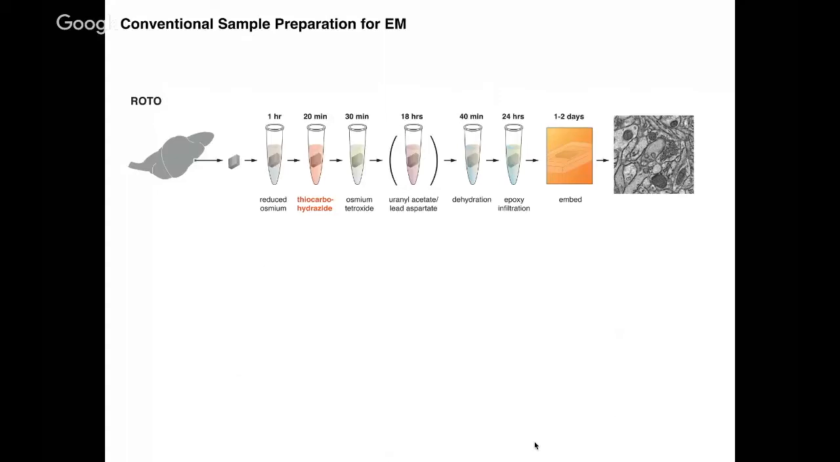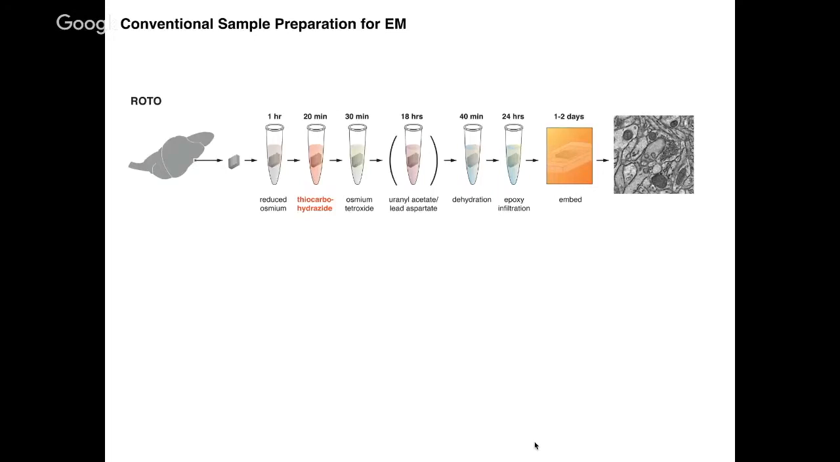What I show here is what Ellisman and Deerinck published as the ROTO method, or what's commonly known as the ROTO method, where after reduced osmium, you would then amplify the osmication, if you will, by mixing in TCH, thiocarbohydrazide, and then having a second osmium step, and then some additional staining before embedding in plastic and cutting and imaging.